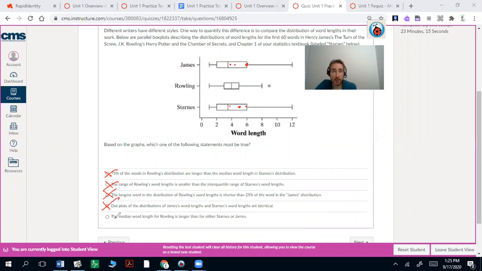The median word length for Rowling's is longer than for either Starnes or James. So here's Rowling's median. Here's James's, and here's Starnes. And you can see that that is a little bit higher than those two. So it's going to be the last one here for me. And one more, I believe.